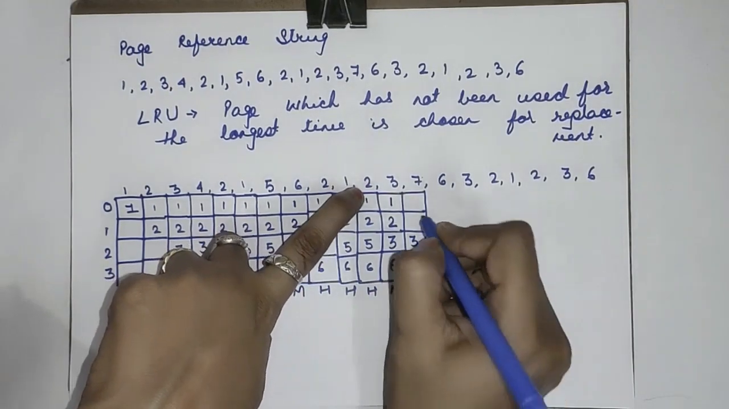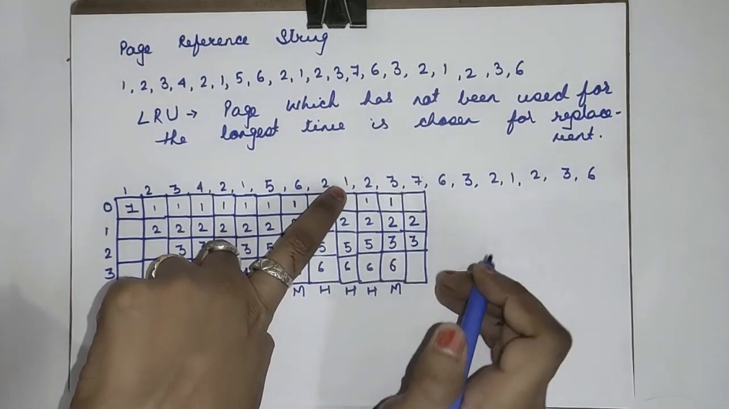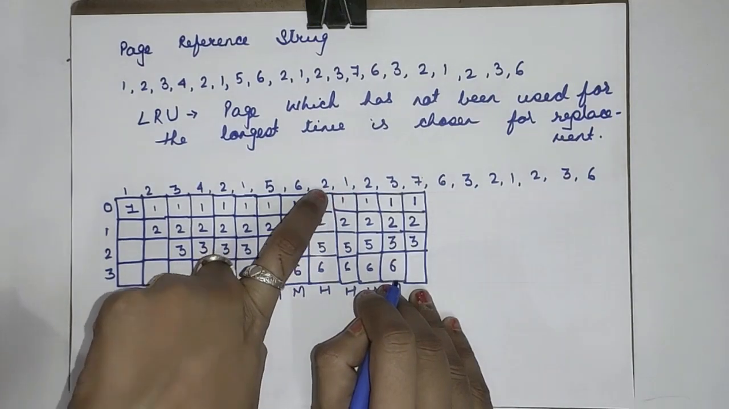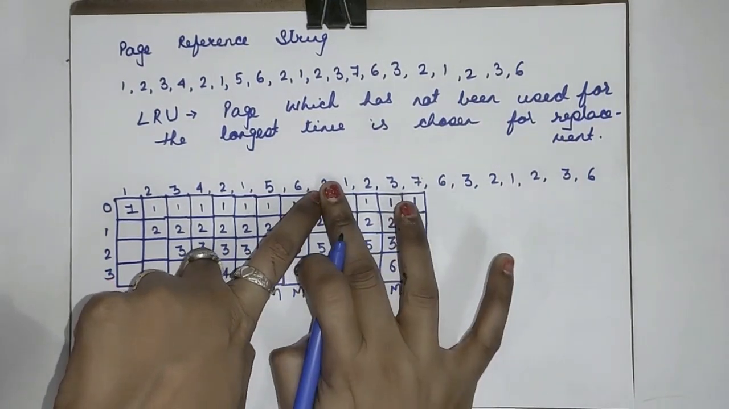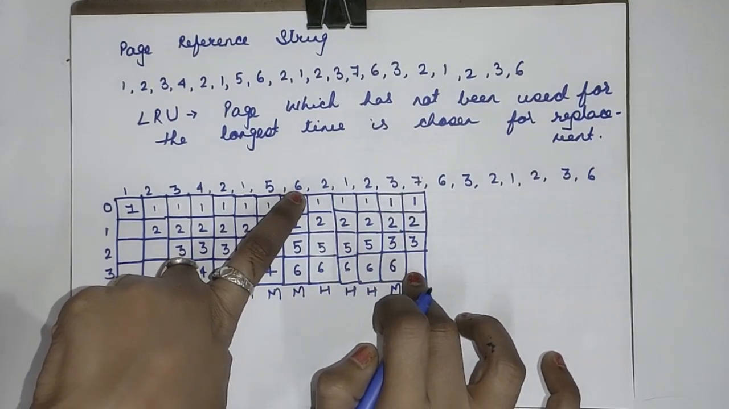Then you have 2, the second most recently used. I'm not going to replace 2. 1 is the third most recently used. I'm not going to replace 1. 2 is already there, no confusion. Then you have 6. So which page are you going to remove? You are going to remove 6.